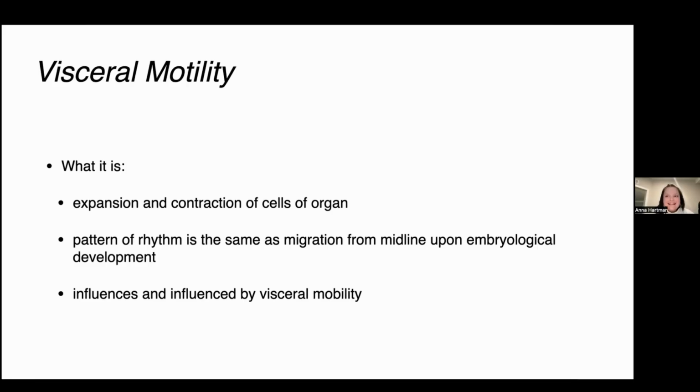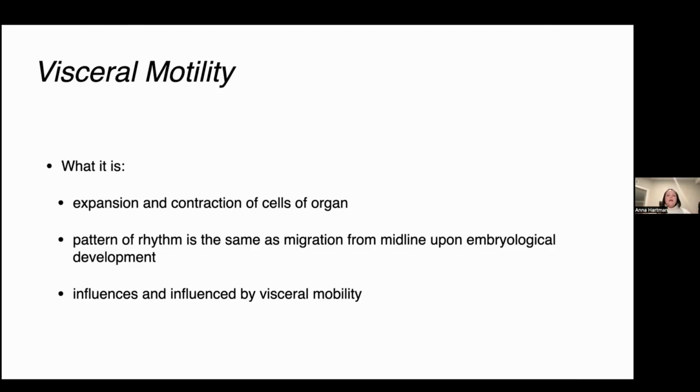So visceral motility is a little bit different than visceral mobility. Visceral motility is an expansion and contraction of the cells of an organ. It has a pattern and rhythm that mimics the pattern of migration from the midline during embryological development. So everything's connected. We started as one cell, and as the cells multiply and divide, it happens in the midline, and then it travels out to the borders to become the organs, to become the parts of the body.